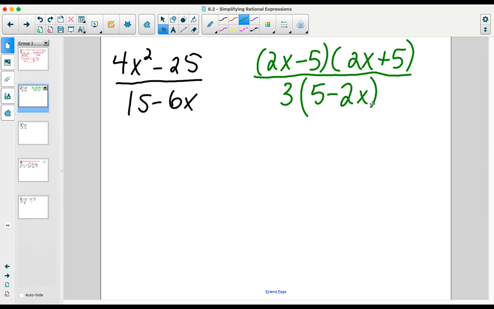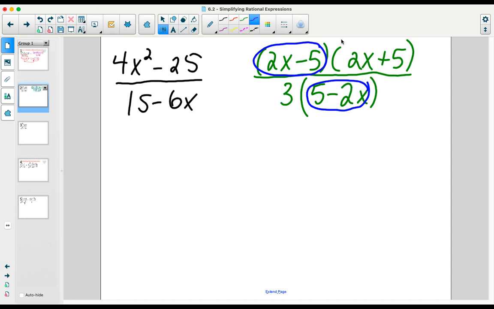You'll notice that there are no identical factors in the numerator and in the denominator, but we do have two factors that are opposites of one another. This factor right here and this factor right here are opposites. The 2x becomes negative 2x in the denominator. The negative 5 from the numerator becomes positive 5.